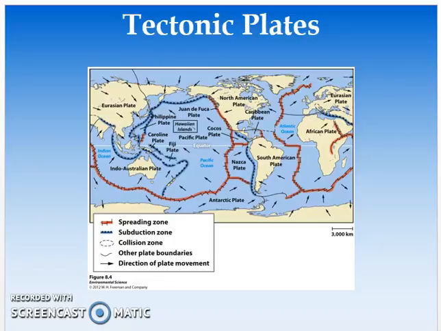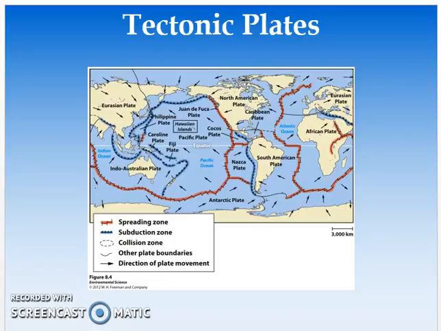Here are your plate boundaries. The red ones are spreading zones. All of the spreading zones, where the ocean floors are moving apart from each other and adding new ocean floor, are all underwater. There's no spreading zone that's not underwater. The blue are collision zones or subduction zones. One plate is sliding under another plate. It's a kind of interesting phenomenon.